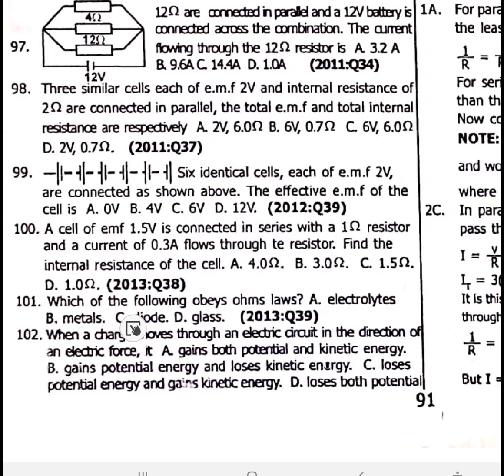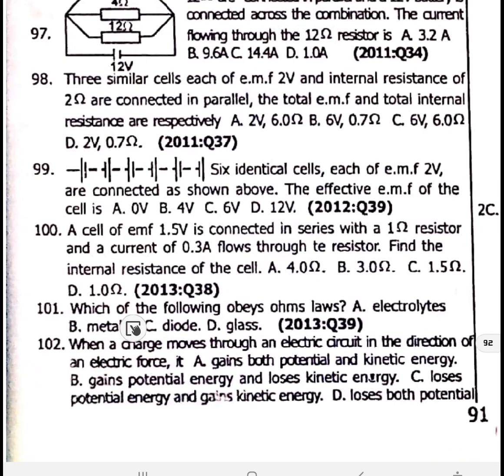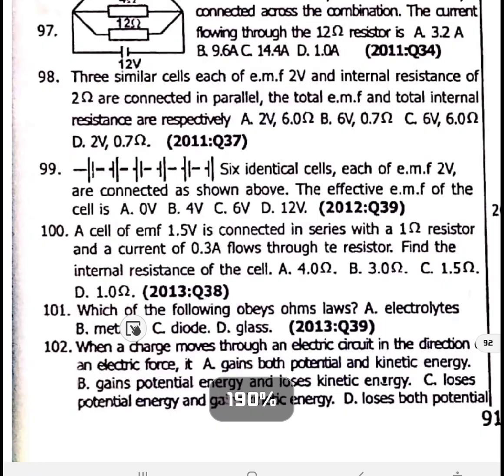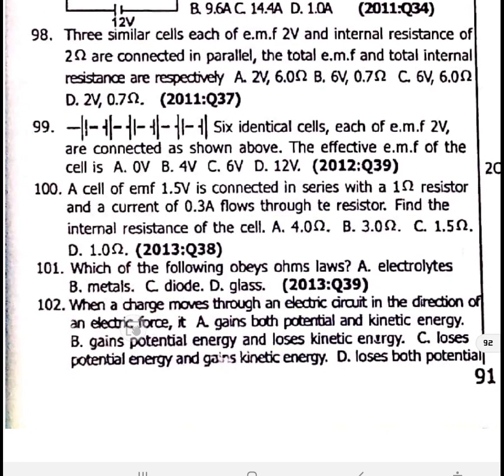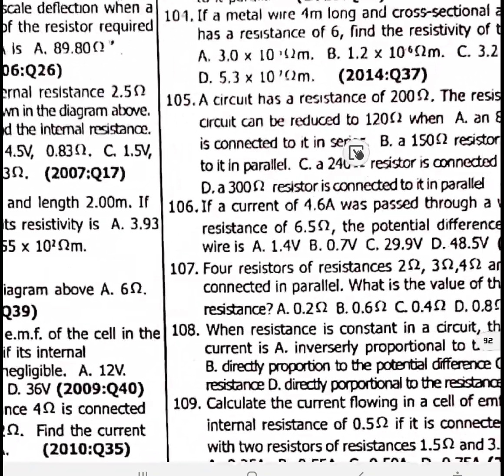101. Which of the following obeys Ohm's law? Metals obey Ohm's law. Option B. 102. When a charge moves through an electric circuit in the direction of an electric force, it does what? It loses potential energy and gains kinetic energy.